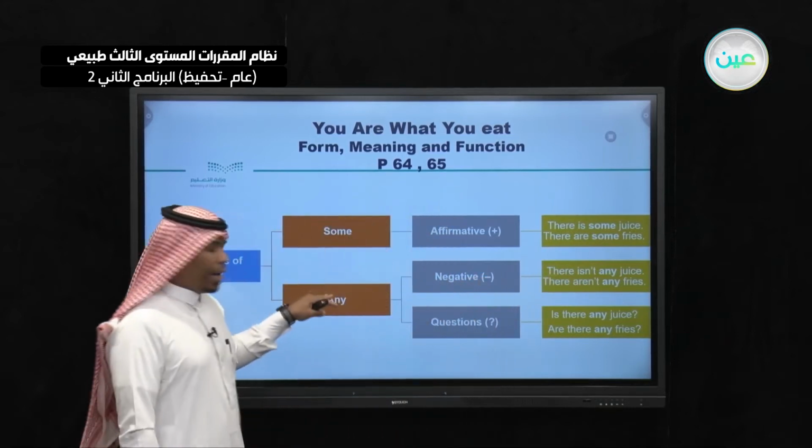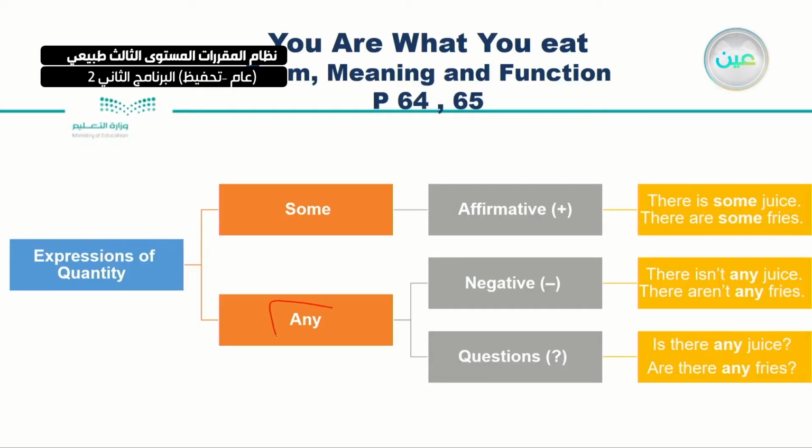What about any? We use any in negative sentences and questions. So I can use any in negative sentences like: there isn't any juice. Look, what's the difference between the first and the second one? We said there is some juice. But when we don't have any juice, we say there isn't any juice, or there aren't any fries. What about questions?